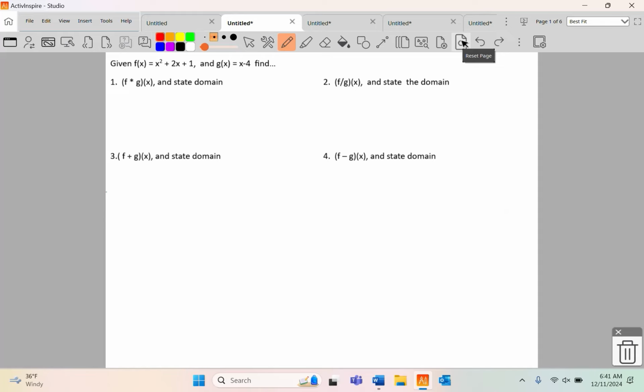2 is f over g. So here's f, here's g. So you have x squared plus 2x plus 1, and we're placing it over g, which is x minus 4. And I'm thinking about the 1 over anything rule. Anything cannot be 0. So I know that x minus 4 is not allowed to be 0, which means that x is not 4. Because if it was, I would be dividing by 0, and that cannot, shall not happen.